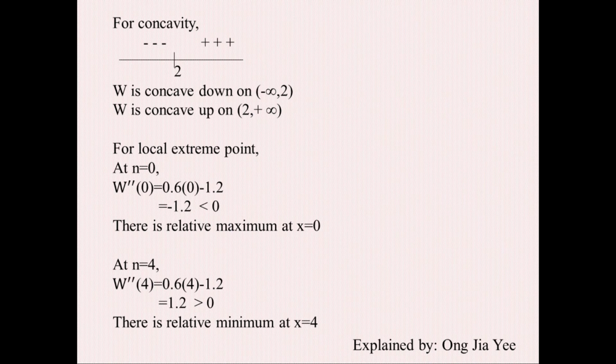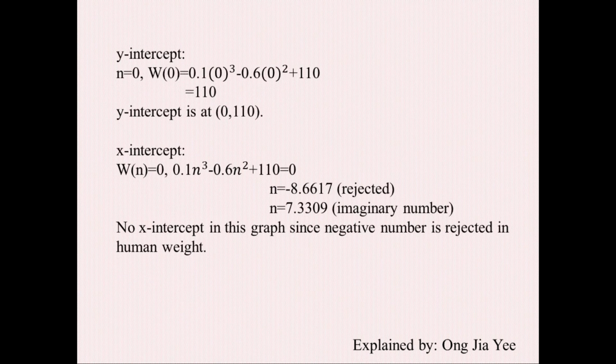To find the local extreme points, we substitute the stationary points, which are n equal to 0 and n equal to 4, into the second derivative of function W. We will know that there is a relative maximum at n equal to 0 and a relative minimum at n equal to 4. For the y-intercept, we let n equal 0 and substitute it into function W. We will get the y-intercept at (0, 110).